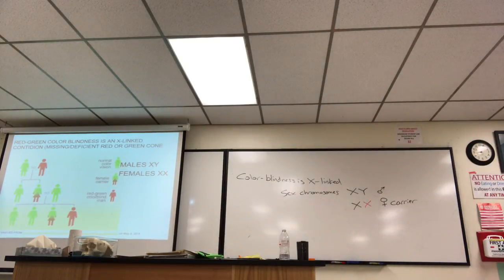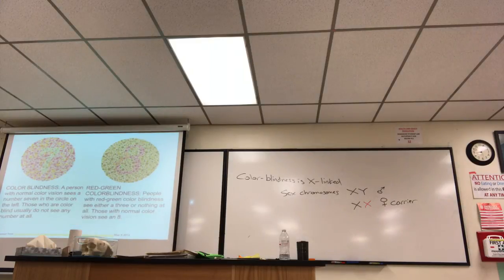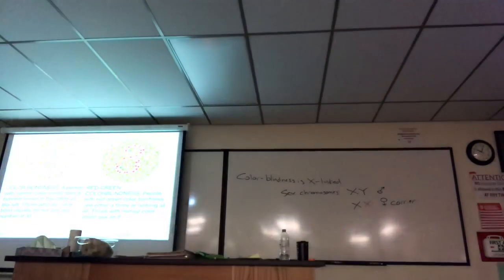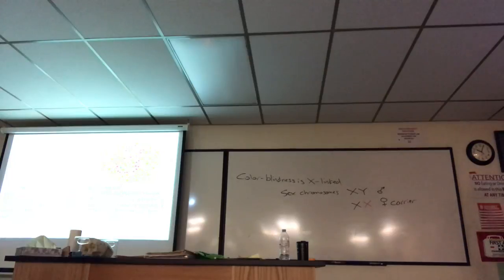Color blindness, there's some pictures in your book, like, for example, you can test yourself right now. A person with normal color vision, the picture on the left, sees the number 7. If you're colorblind, maybe you don't see a number at all. For the one on the right, people with red-green color blindness see a 3 or nothing. If you have normal vision, you see an 8. On the left, you see a 7. On the right, you should see an 8. If you're colorblind, you might see a 3 or nothing.